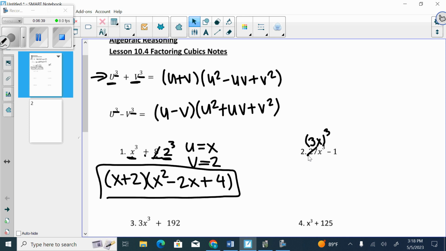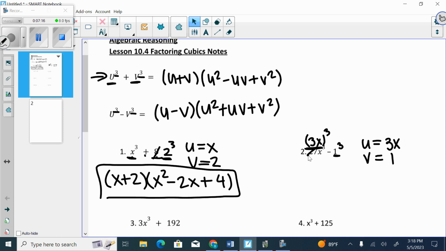Okay, is the 1 currently written as something to the third power? No. So let's fix the 1. What would I rewrite 1 as? 1. Just 1. We just put a cube on there, right? Okay, so my u is the first part of the equation. What's our first part? 3x. And v is the second part. What's our v? Just 1. Right? Okay, this time do we have a plus or a minus in the middle?